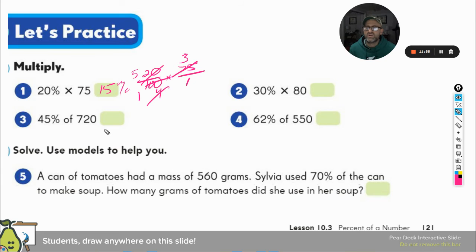45% of 720. Okay, so 45 100ths times 720 over 1. Let's see, 100 divided by 10 is 10. 20 divided by 10 is 2, and 720 divided by 10 is 72. 45 divided by 5 is 9. 10 divided by 5 is 2. See how I'm simplifying here? And 2 divided by 2 is 1. 72 divided by 2 is 36. 36 times 9.